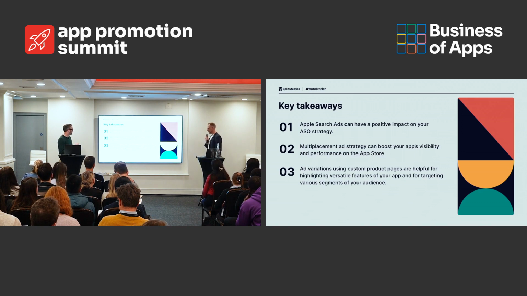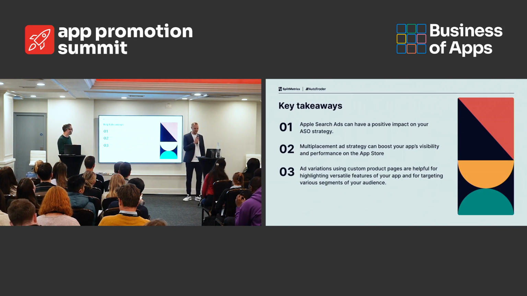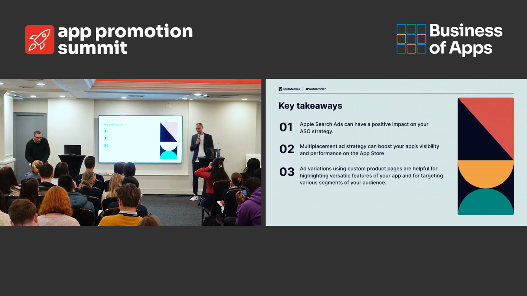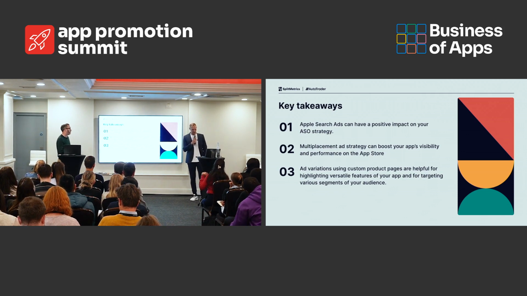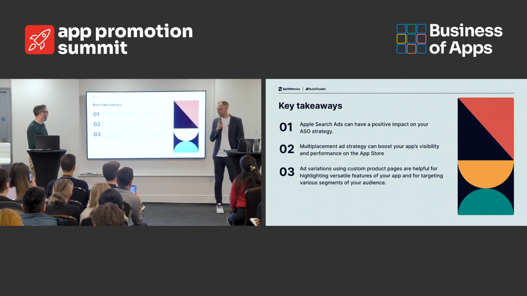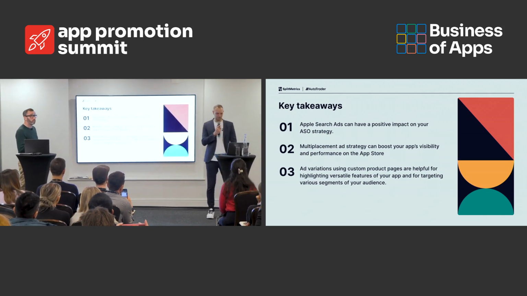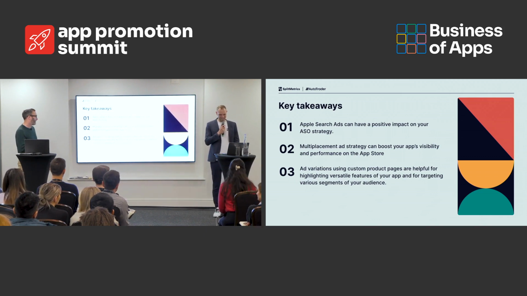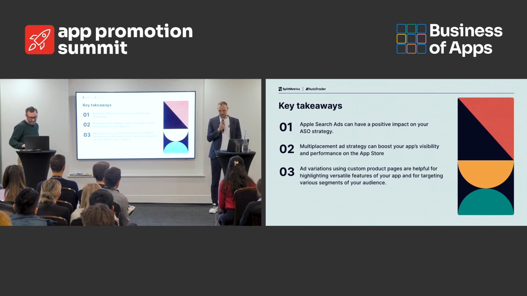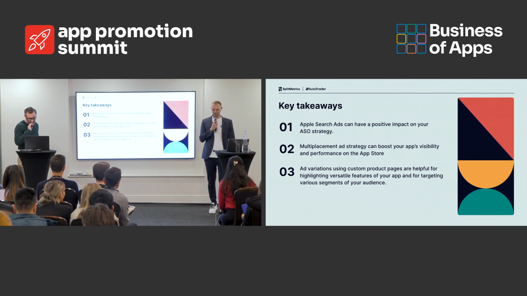And last but not least, we have some key takeaways. And these are that Apple search ads can have a positive impact on your ASO strategy, as we learned today. Multi-placement ad strategy can boost your app's visibility and performance on the App Store, as we have also seen from the example of Por. And last but not least, ad variations using custom product pages are really helpful for highlighting different features of your app, as well as for targeting different segments of your audience.